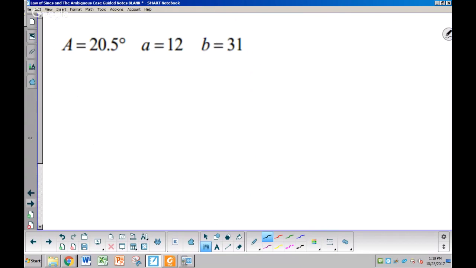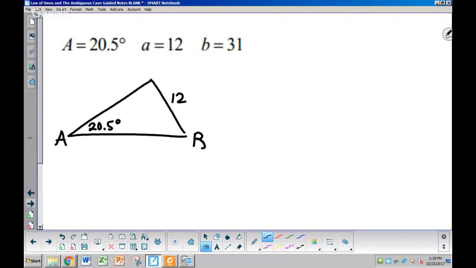All right, here we go. Let's draw this one. 20 degrees. It's pretty small. And I don't necessarily do them to scale, but you know. Little side A is 12. What am I nervous of this moment? And I'm going to put B down here.